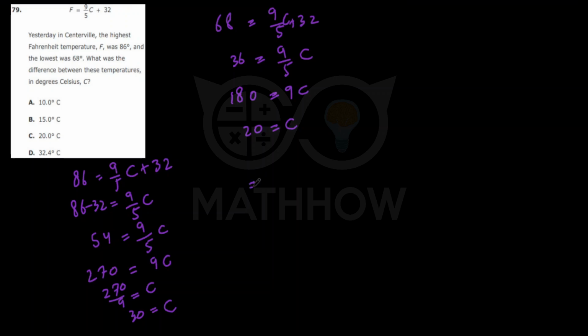Now find the difference. 30 degrees Celsius minus 20 degrees Celsius. This will be 10 degrees Celsius. So the correct answer is option A.